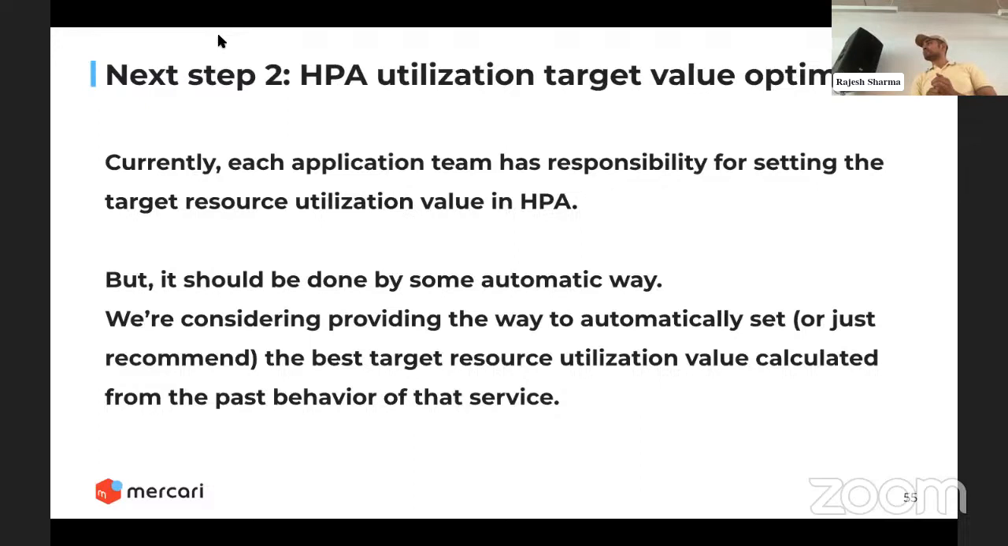But I had a question about the resource utilization that you mentioned, the average. When you are looking at average utilization, what is the time frame?